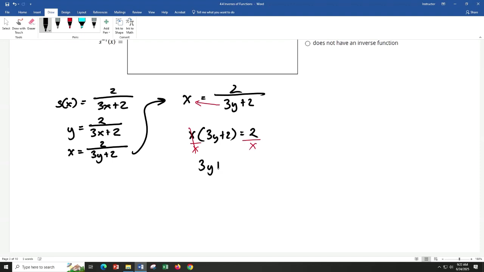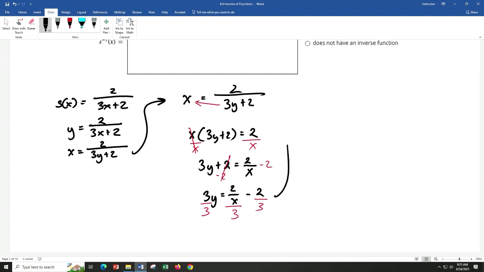And I have 3y plus 2 is equal to 2 over x. Subtract 2 from both sides. That cancels out. We're getting there, aren't we? 3y is equal to 2 over x minus 2. Now I gotta do what? Divide off the what? Exactly. Divide by 3, divide by 3, divide by 3.